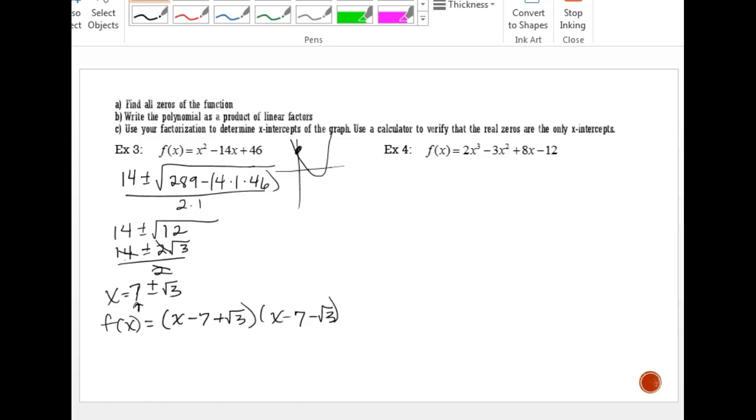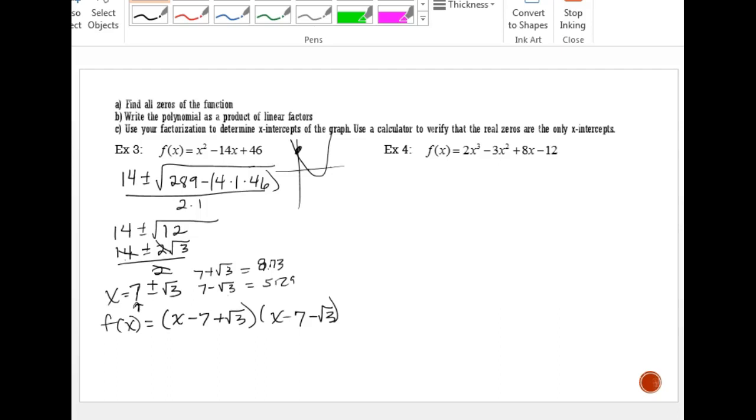Now, if you wanted to figure out that 7 plus the square root of 3 in the calculator, you would get like 8.73, sorry. We knew it was somewhere between 8.5 and 9. If I take 7 minus the square root of 3, I get like 5.29, which makes sense with where we were looking at the table. Okay, so here's our factorization.